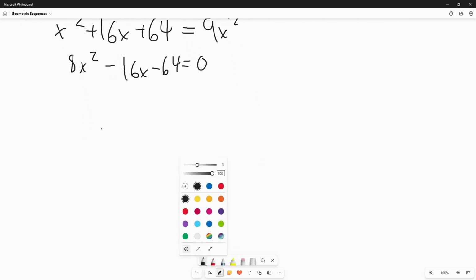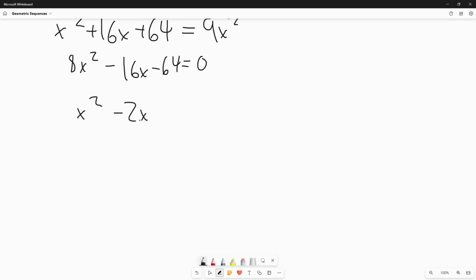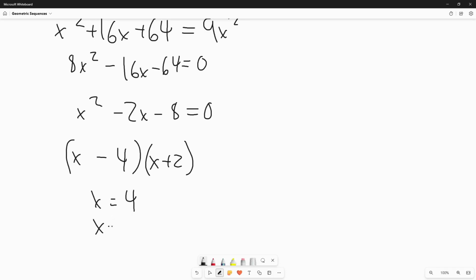And then if we factor an 8 out of this, we get x squared minus 2x minus 8 equals 0, and then we factor it like this, and we have our answers. x equals 4 and x equals -2. It's pretty simple.